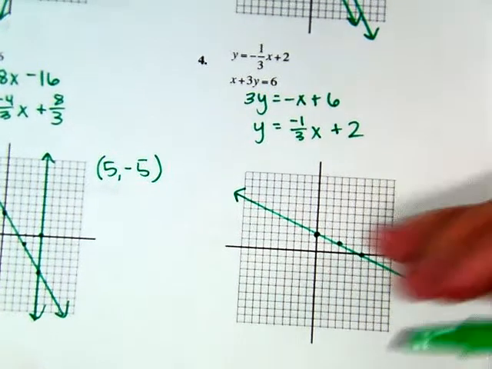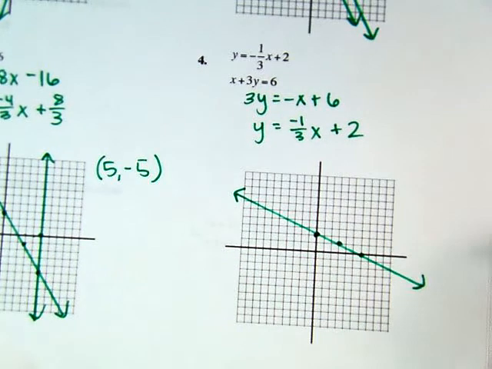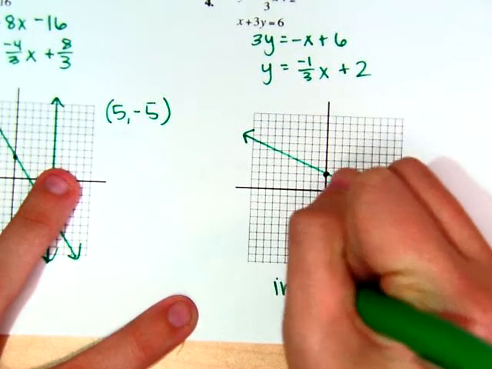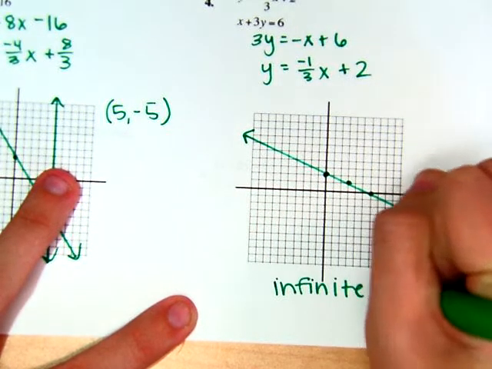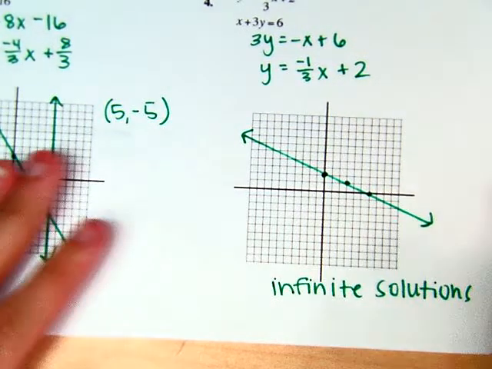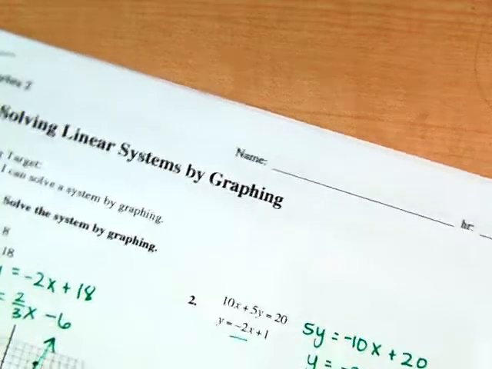They're the exact same. So where do they intersect? Everywhere. So this one is infinite solutions because they intersect everywhere. They're always intersecting because they're right on top of each other.